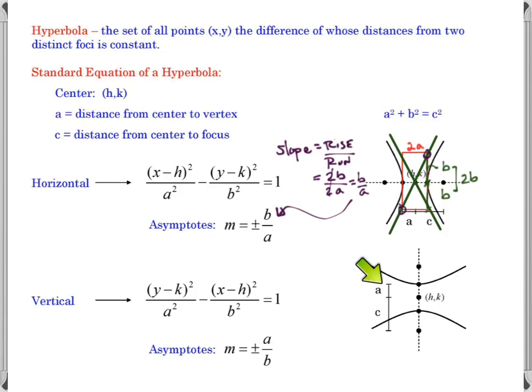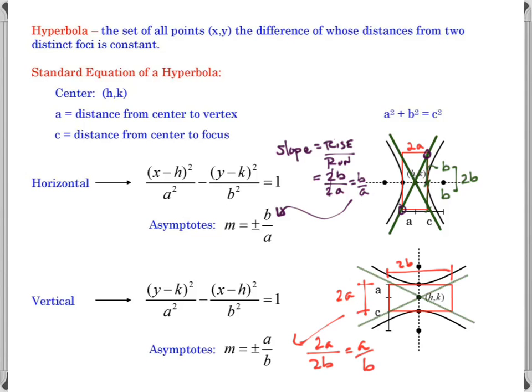So same thing here. Again, A is attached to Y as it's here, and so we'd go up A and then over B. We'd make a rectangle, and we could put our asymptotes within there. So that would be the box. Those become your asymptotes, and it'll be easier than trying to remember where these things come from that way. All right. So there's a hyperbola.